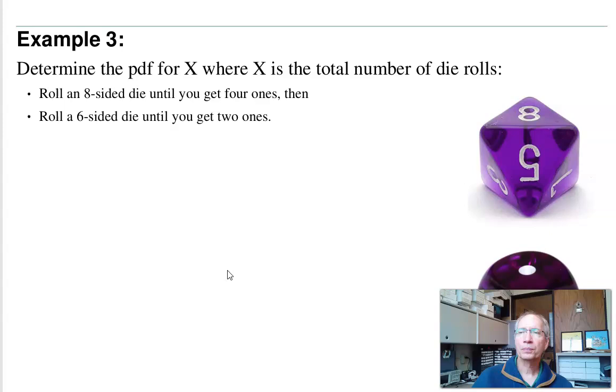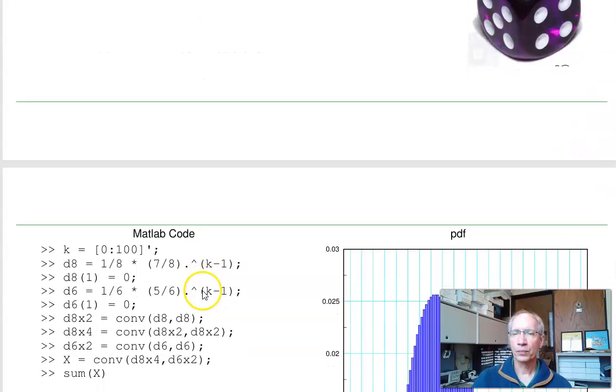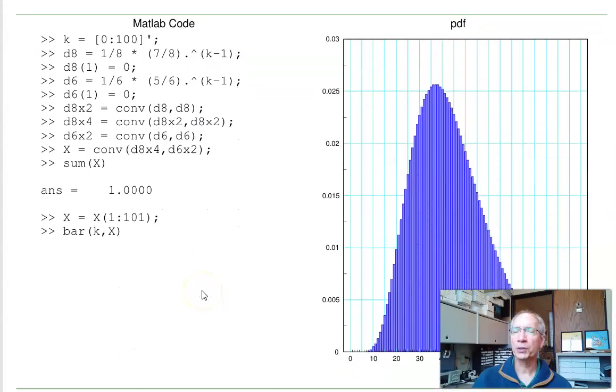Third example. Suppose I want to roll an 8-sided die until I get 4 ones, and roll a 6-sided die until I get 2 ones. What's the PDF for the total number of rolls? Well, this is where convolution is pretty easy. Here's the PDF for an 8-sided die. The average is 8. I'm going to go about 10 times out, 100.